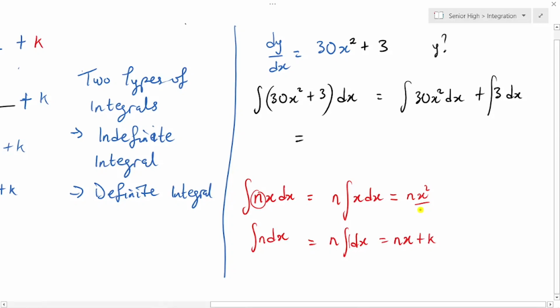So I just wanted to bring this up before I begin to solve this question. Solving this particular question, we have 30x squared dx. When we are integrating this, I can bring out my 30, and then I put the integral of x squared with respect to x, plus I can bring out my 3, and I have the integral of dx.